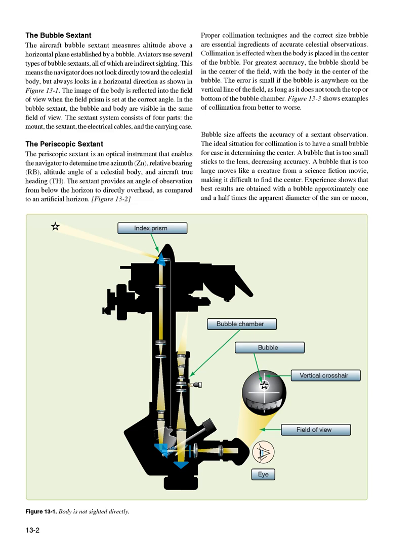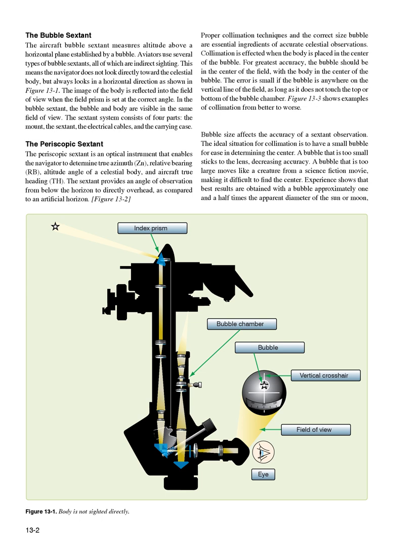The bubble sextant. The aircraft bubble sextant measures altitude above a horizontal plane established by a bubble. Aviators use several types of bubble sextants, all of which are indirect sighting. This means the navigator does not look directly toward the celestial body, but always looks in a horizontal direction, as shown in Figure 13.1. The image of the body is reflected into the field of view when the field prism is set at the correct angle. In the bubble sextant, the bubble and body are visible in the same field of view. The sextant system consists of four parts: the mount, the sextant, the electrical cables, and the carrying case.